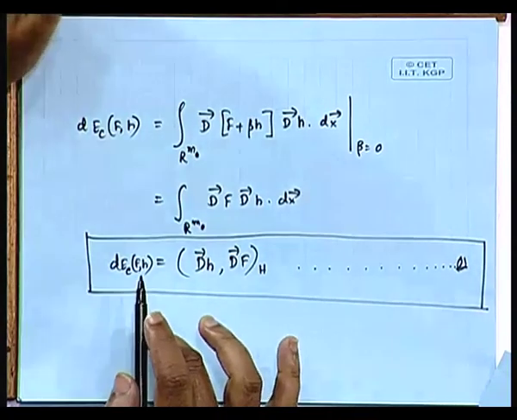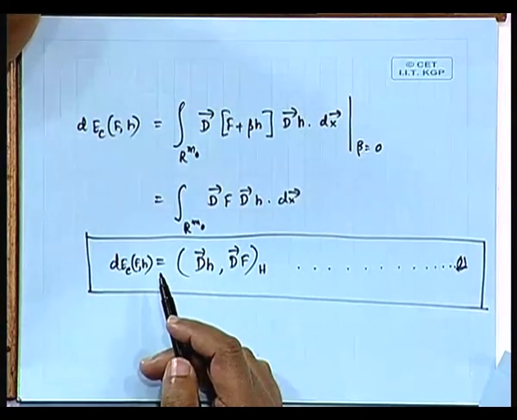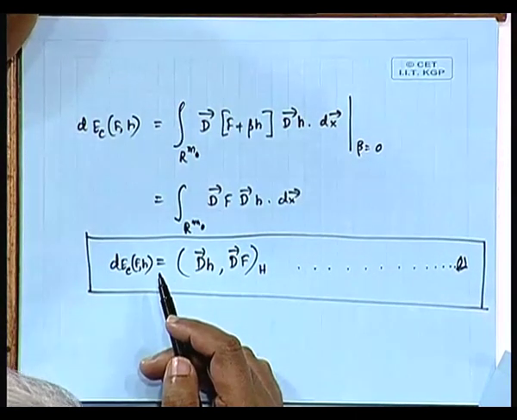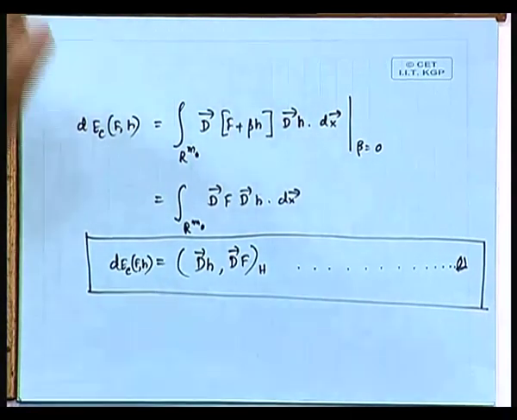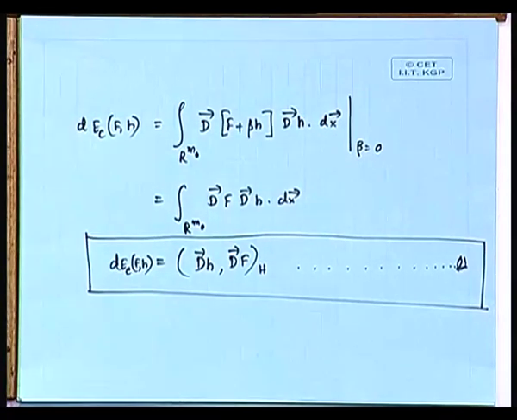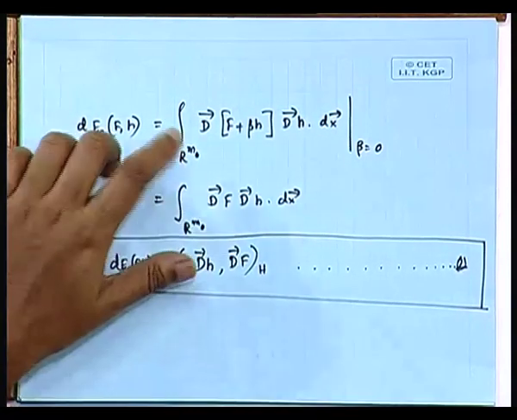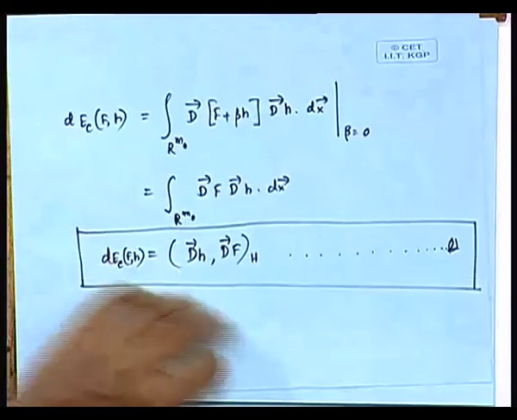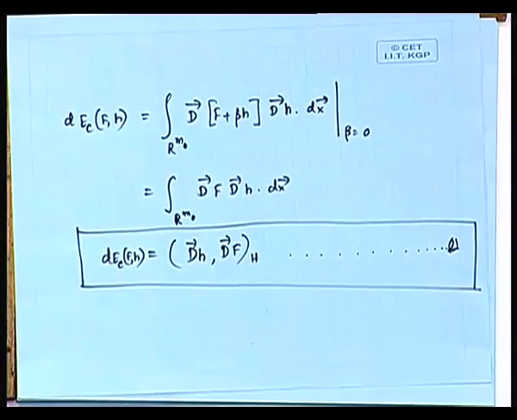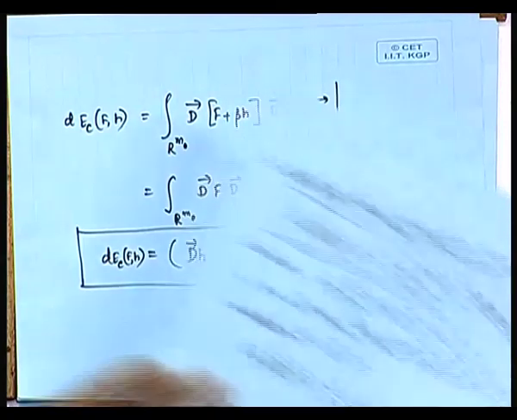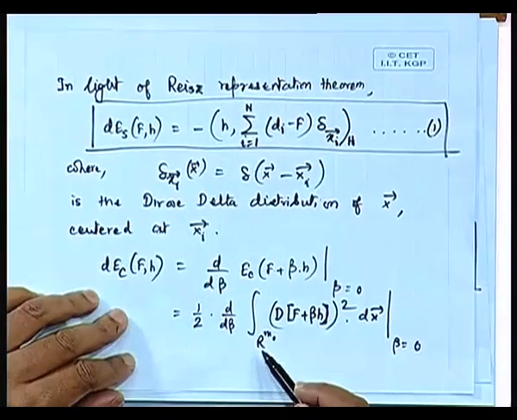Sir, if this integral has come in dEc f,h 1, you have defined that over the dimension Rm0, so you have integrated it. Previous one minute. This one? Just previous to this. This one only. Yeah, right. This integral, sir, how has this come?